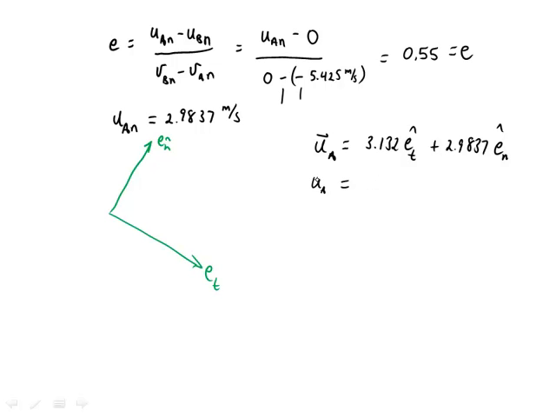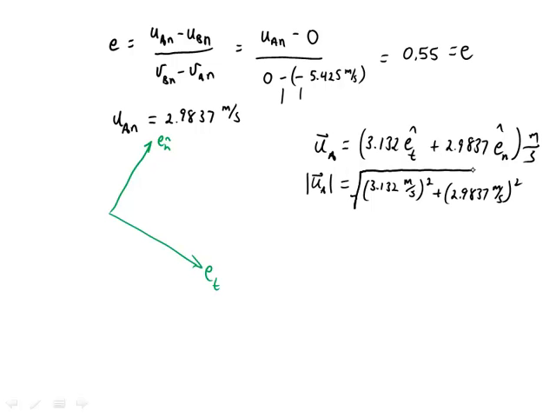So the magnitude of U sub A is the square root of 3.132 meters per second quantity squared plus 2.9837 meters per second quantity squared, all under the radical. That'll be the magnitude of my velocity. And then it's going to create an angle theta.